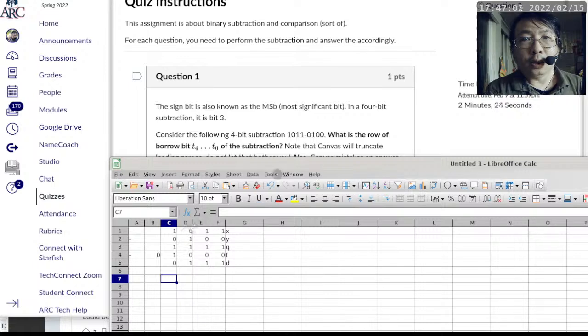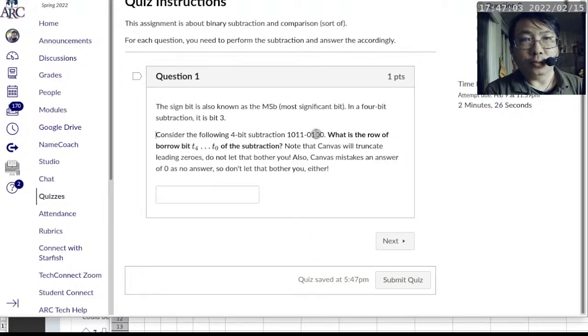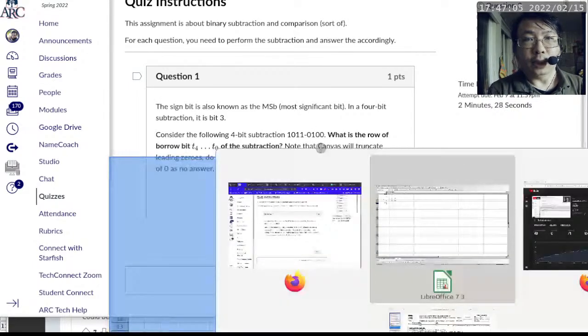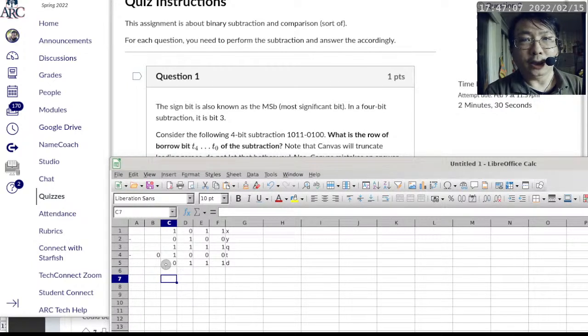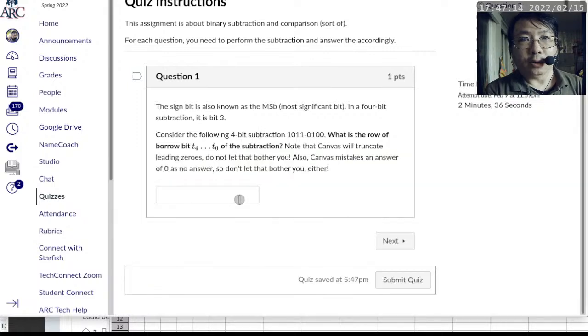So the answer to this question, what is the row of the borrow bits? I did a little bit more than what I needed to. So the row of the T bits would just be 0, 1, 0, 0, 0. So I just type that in, 0, 1, 0, 0, 0.